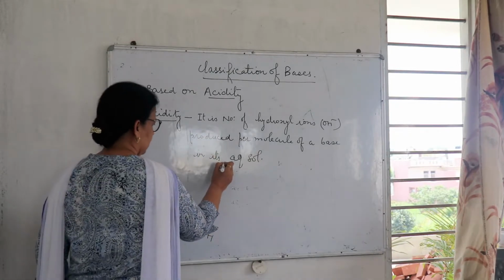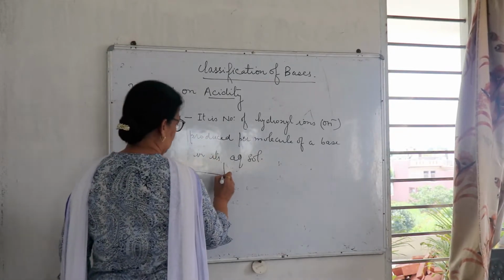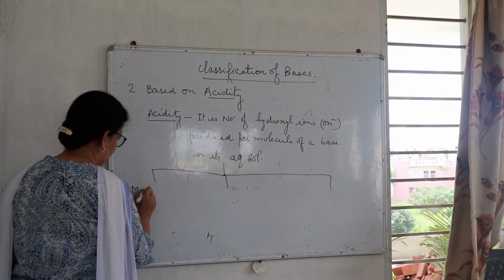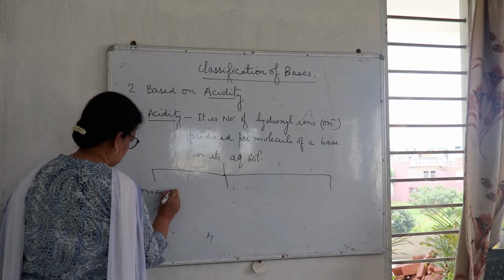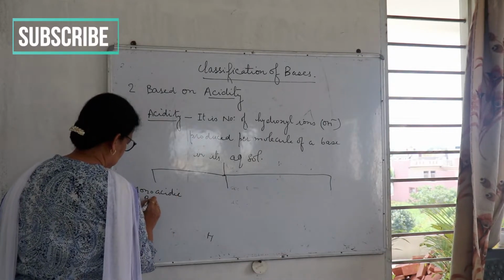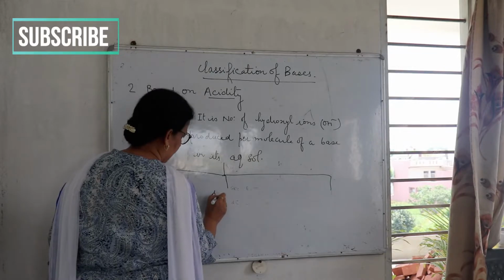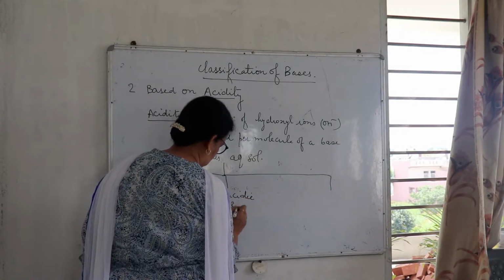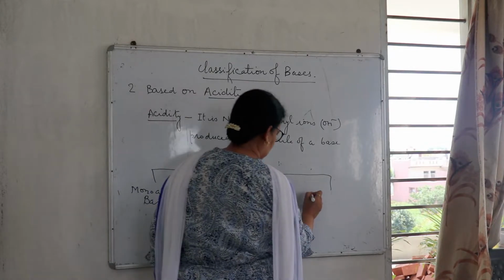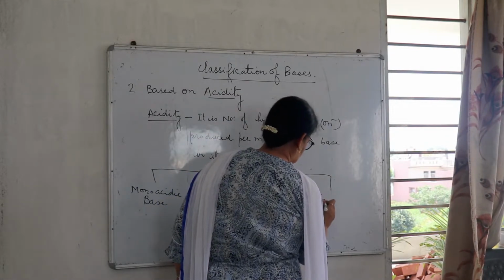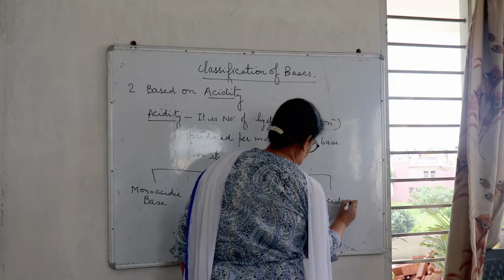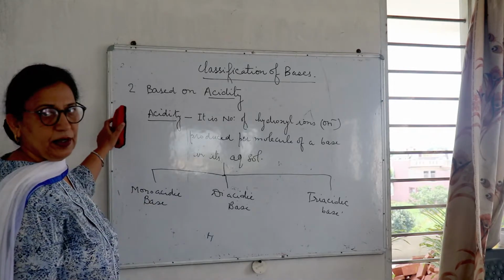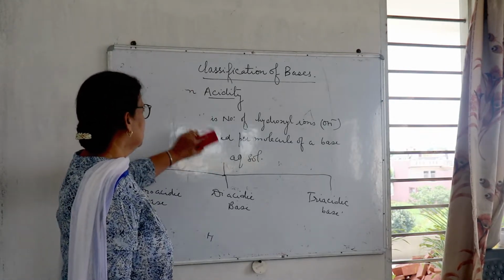Now how is this classified? This is classified into three: monoacidic base, diacidic base, and the third one is triacidic base. Now one by one, monoacidic base.